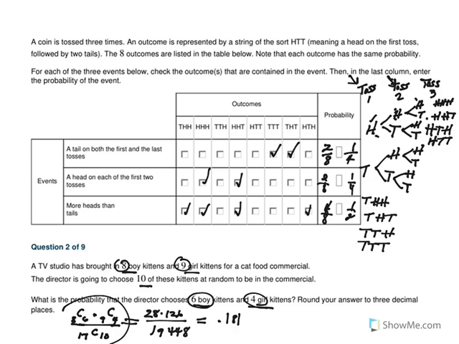So when we do the calculation, our instructions tell us to round to 3 decimal places, so we end up with 0.181. And that would be your calculation for the probability of choosing 6 boy kittens and 4 girl kittens. And that's probability.